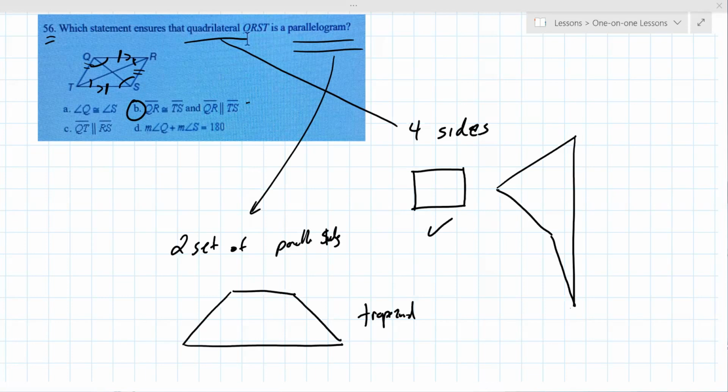57 is also a definition. Why don't we skip that one because you can certainly look up what that is later on. 58 does not have the answers, but we can still solve it.